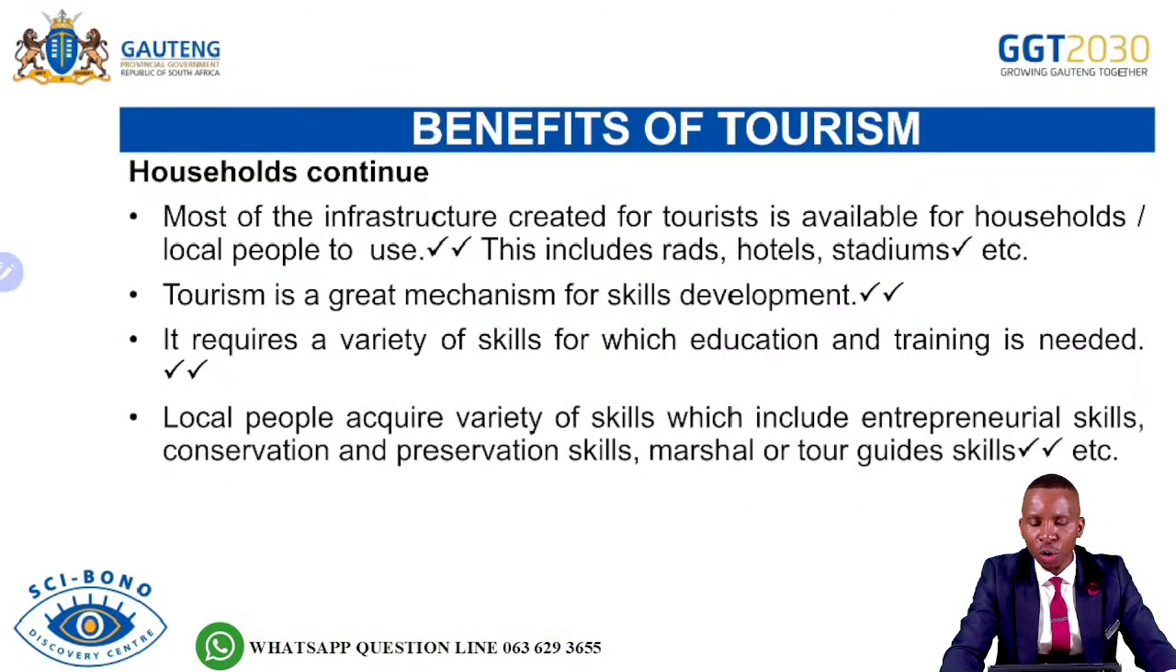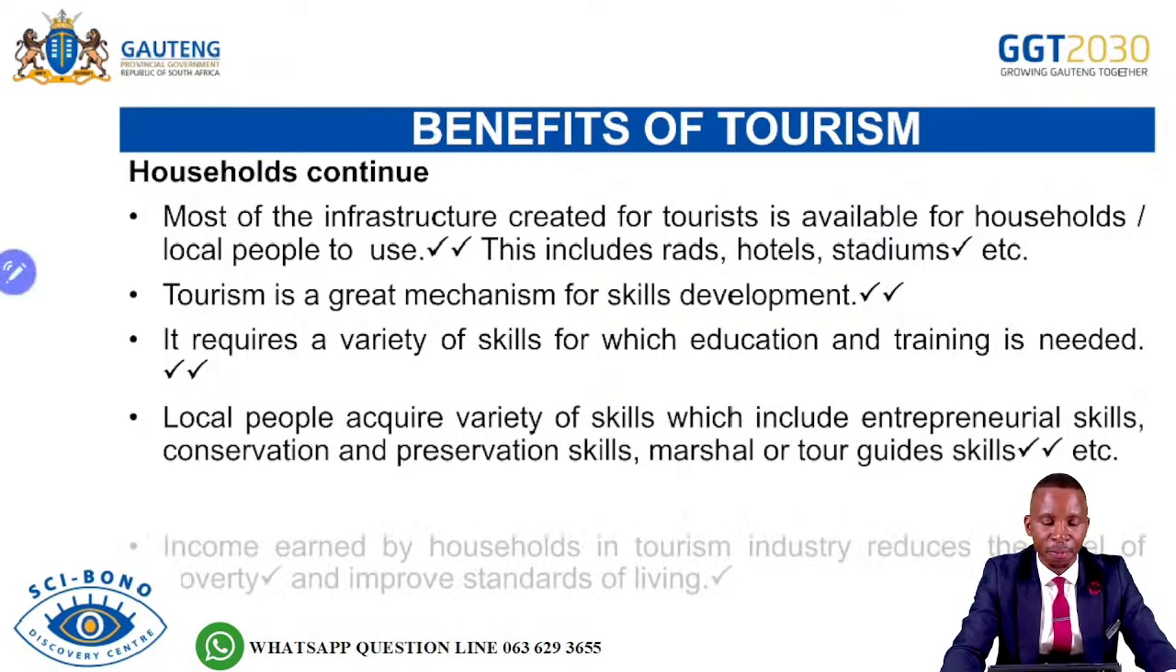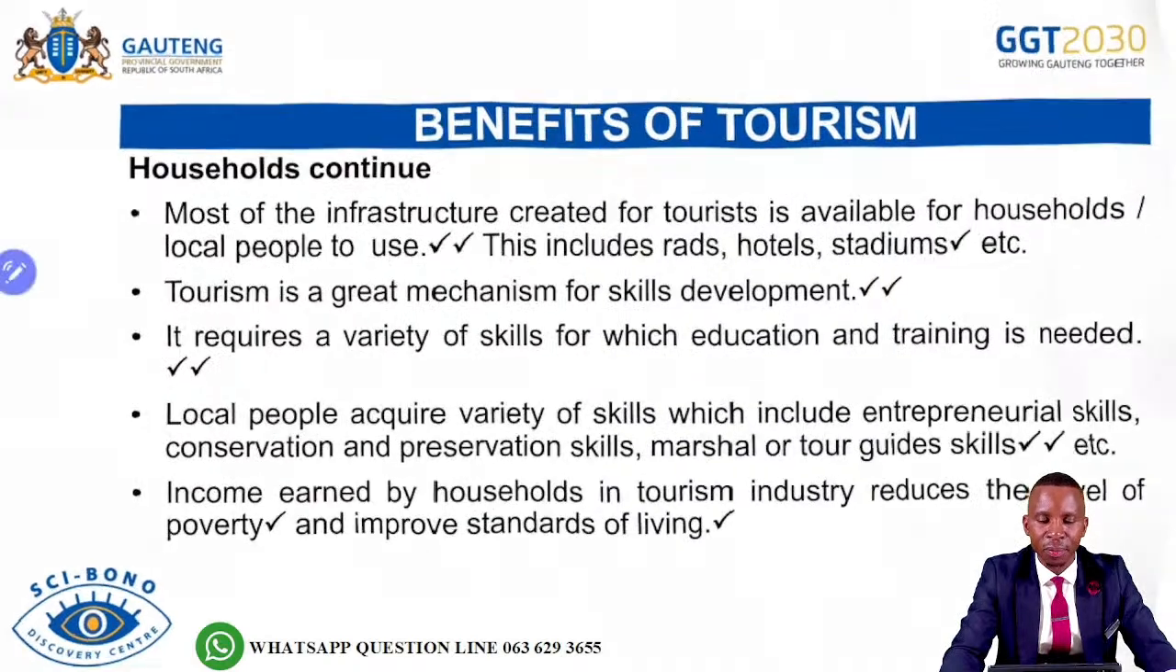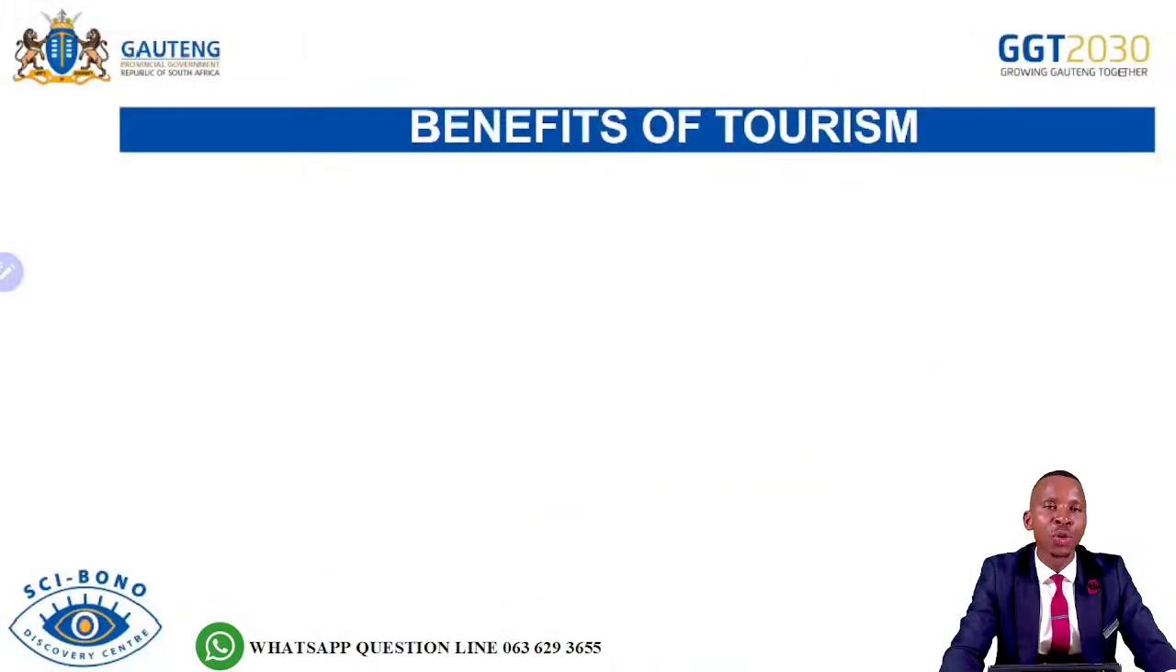Local people acquire a variety of skills which include entrepreneurial skills, conservation and preservation skills, marshal or tour guide skills, etc. Income earned by households in the tourism industry reduces the level of poverty and improves their standard of living. It also gives them opportunities to start their own informal businesses and sell to tourists.